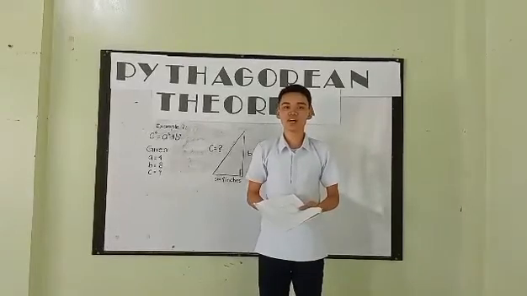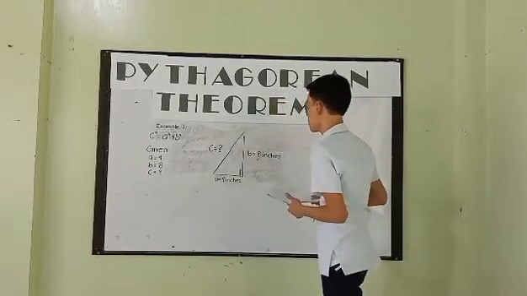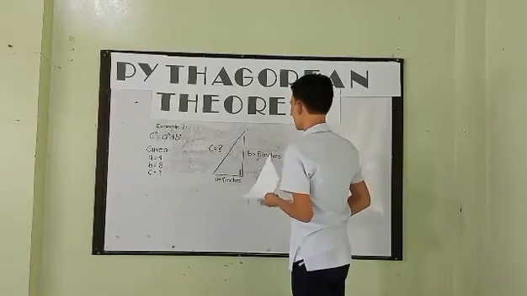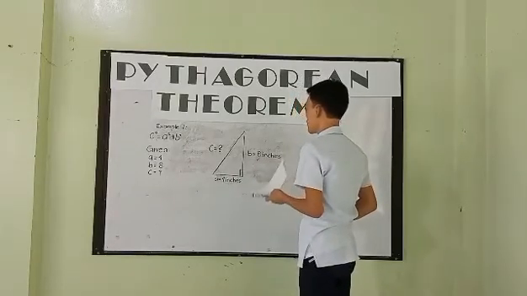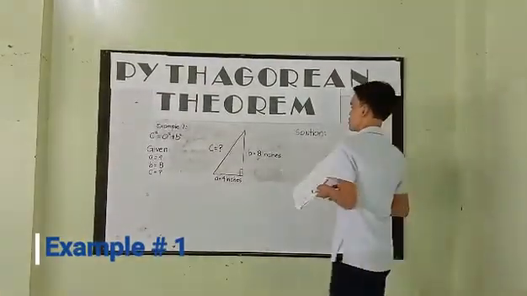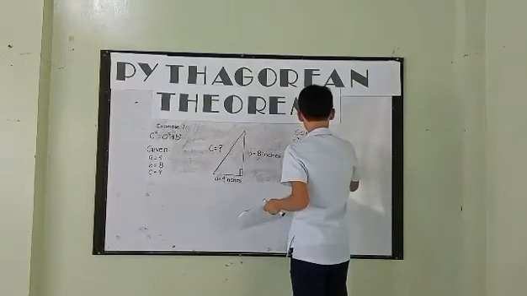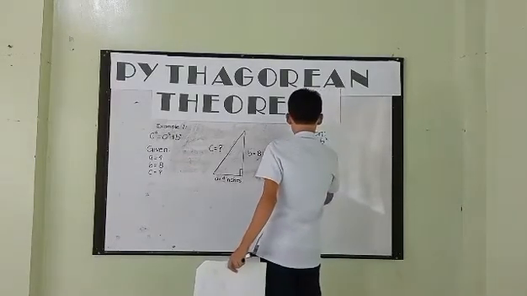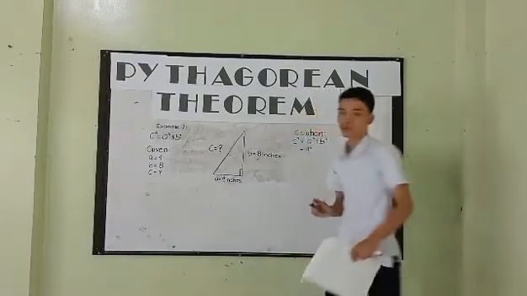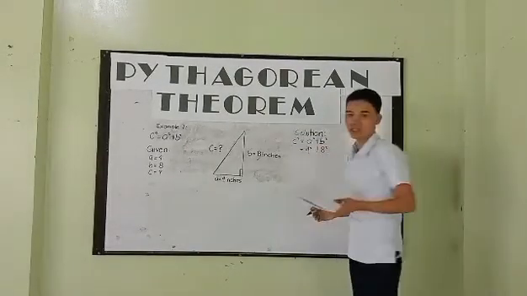Now let's prove the formula of the Pythagorean theorem using this example. So we have a right triangle where a is equal to 4 inches and b is equal to 8 inches, and we need to find the hypotenuse of the right triangle. Now what we need to do, using the formula of the Pythagorean theorem, is c squared is equal to a squared plus b squared. So we have here 4 squared, since our a is equal to 4, plus 8 squared, since our b is equal to 8.